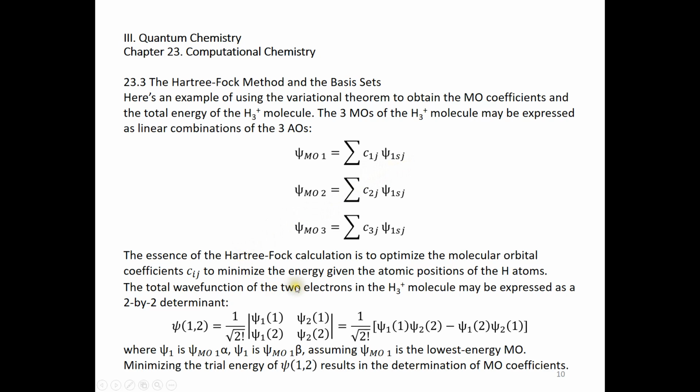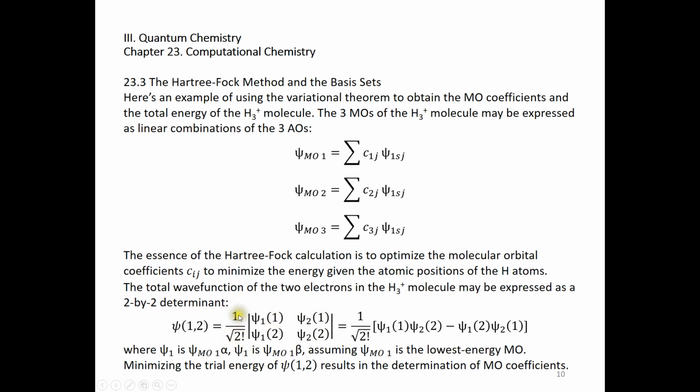The total wave function of the 2 electrons in the H3+ molecule may be expressed as a 2 by 2 determinant. Since we have 2 electrons, we need to make sure this wave function is anti-symmetric upon the exchange of the 2 electrons. Therefore, we use a determinant here. Assuming psi 1 and psi 2 are both normalized, we need to have this 1 over square root of 2 factorial here because a 2 by 2 determinant contains 2 factorial terms.